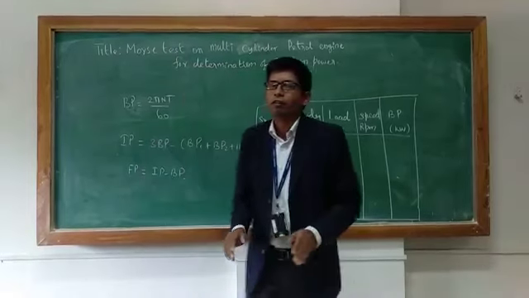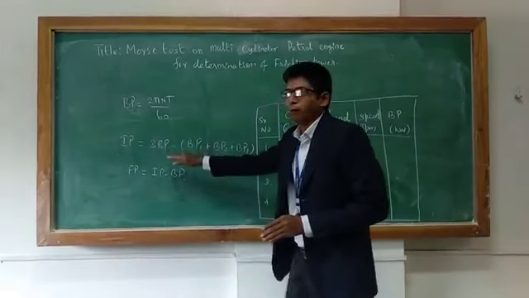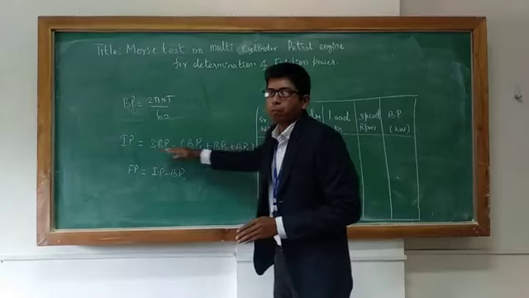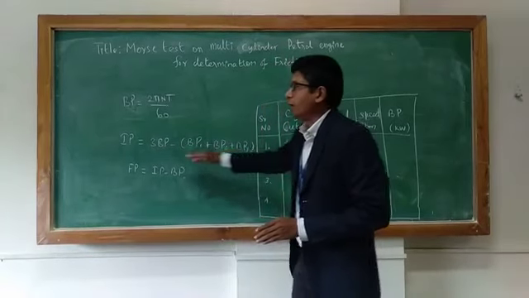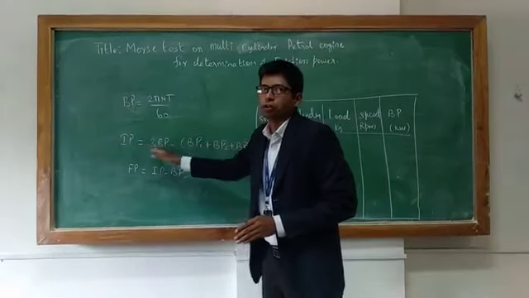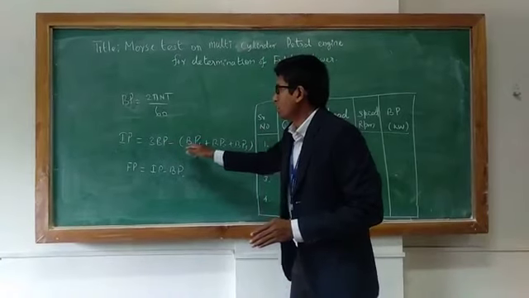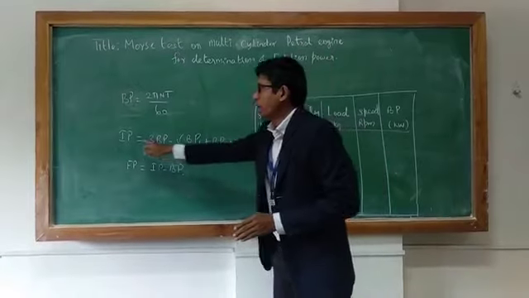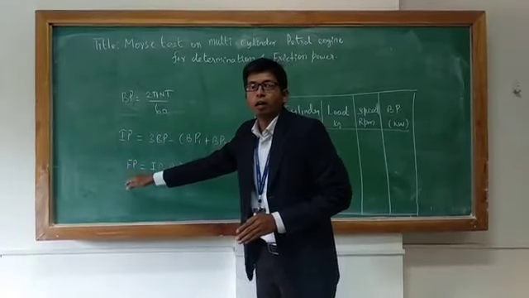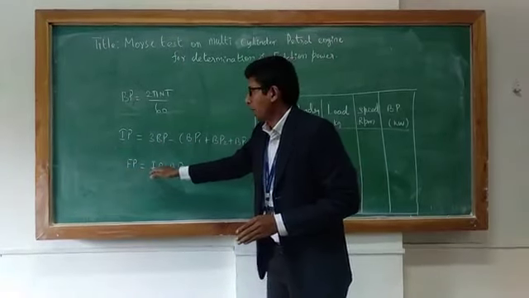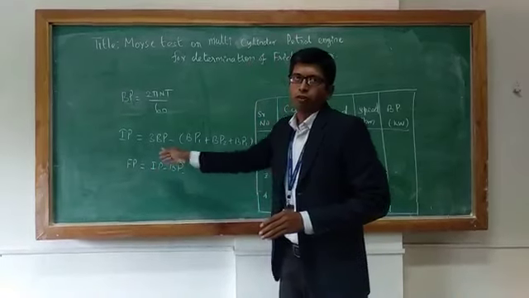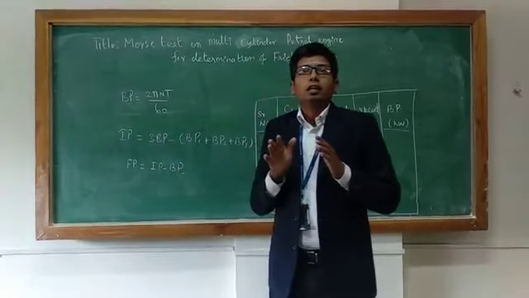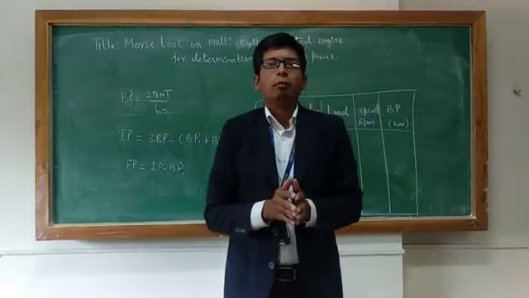So by this, we will have 4 different brake powers: BP, BP1, BP2 and BP3. With the help of this formula, indicated power IP is equal to 3 BP minus the summation of BP1 plus BP2 plus BP3. Now we know the formula FP is equal to IP minus BP. So with this, we will get the frictional power with the help of the Morse test.